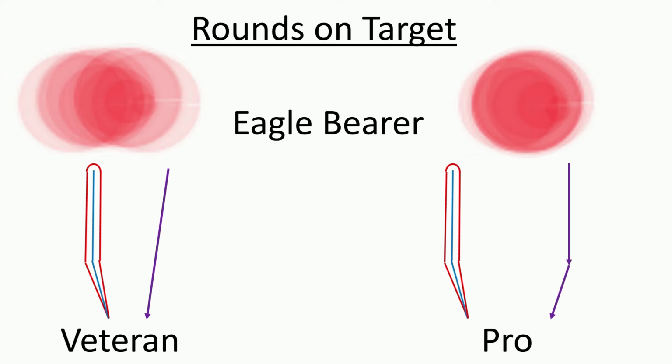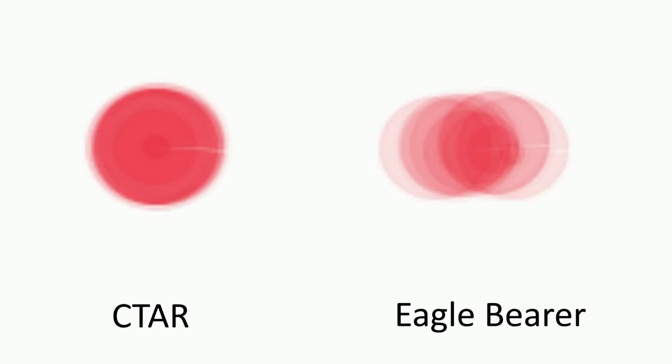Much harder to do with a controller, but with a mouse definitely possible, and especially with something like an Eagle Bearer or an AKM where you're talking over 4.5 seconds to fire all those rounds, which does give more than enough time to make multiple adjustments during the firing.